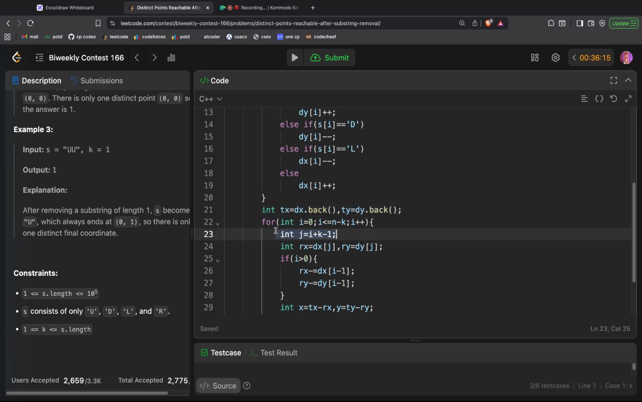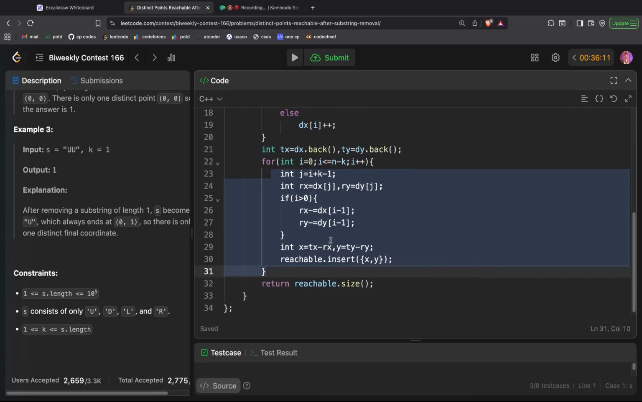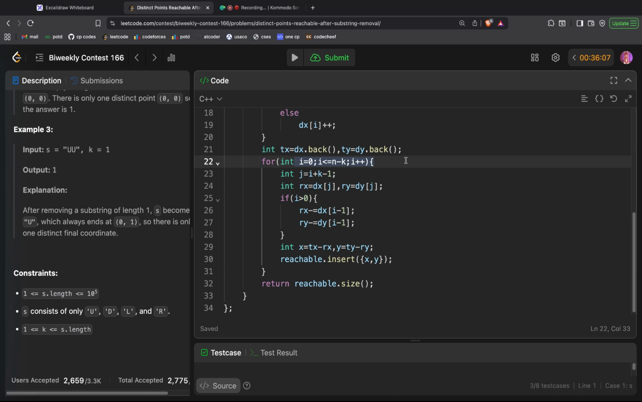Now this is what I'm showing: I will go over all the substrings, but I will calculate the final coordinate in O of one time. How we can do this is that I go over all the substrings, then I find the endpoint of the substring, and I calculate the total prefix of that.